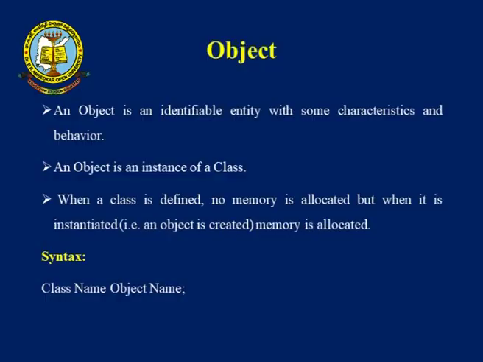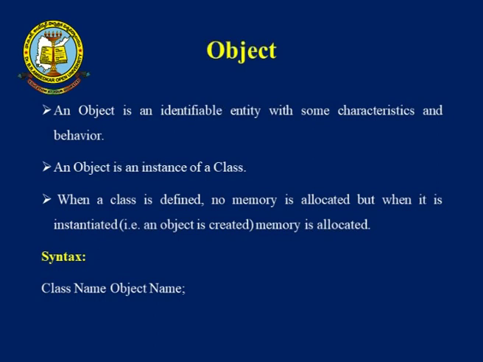Next is the object. Why do we need the object? When you create a class, no memory will be allocated for that class in C++. If you want to allocate memory for a particular class, you have to create an object for that class. An object is an instance of a class, or a reference of a class.